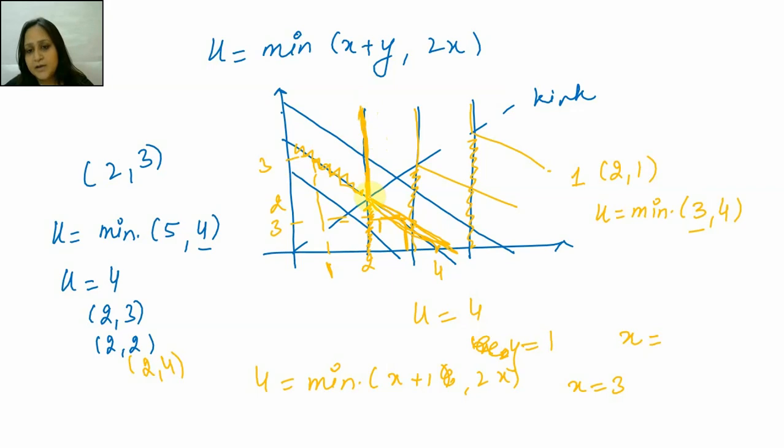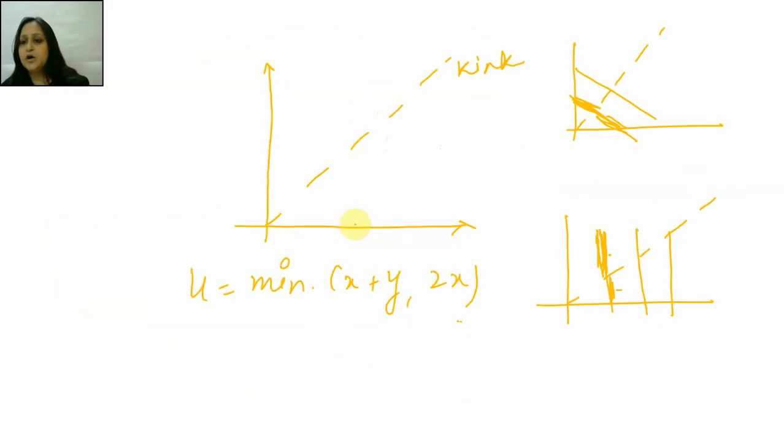Which means logically, if this part is accepted, then this part will automatically be accepted. But we just wanted to show it through points, and that's why we have done this exercise and we have taken it to be like this. Now for the people who did not understand in the first go, let me take the same example one more time. U is equal to minimum of x plus y comma 2x.